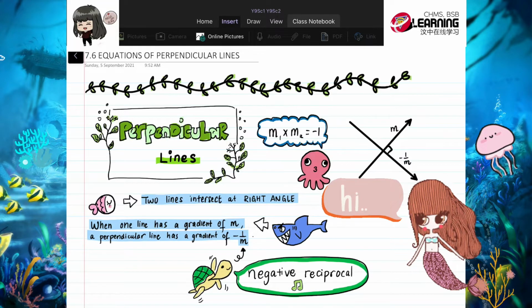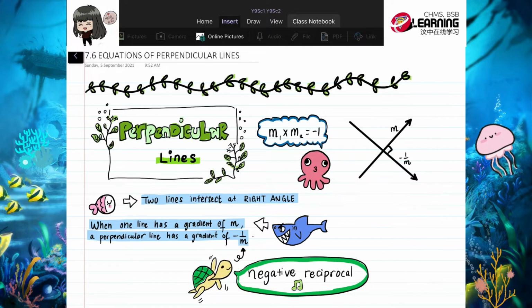Hi! Welcome to lesson 5. Today we're going to learn equations of perpendicular lines. Before that, let's look at our homework from the previous lesson first.